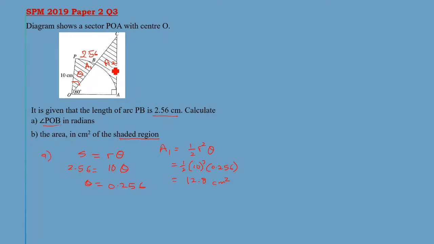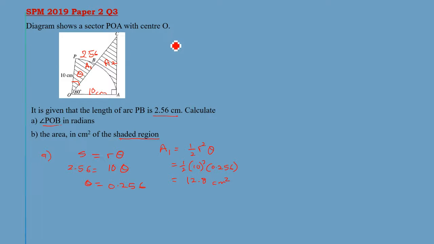Now to find A2, we have a problem. You can see a bigger triangle, which is a 90-degree triangle, and a sector. So we only want this part. So can we find the area of this sector? Yes, we can. And the area of the big right angle triangle? Yes, we can. But how to find the area when you're only given the angle? Can you see this OA is part of your sector? So this is your radius 10 cm. So if this is 10, what is the height here?